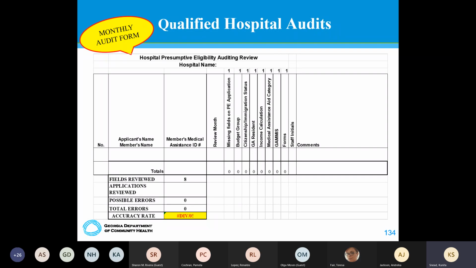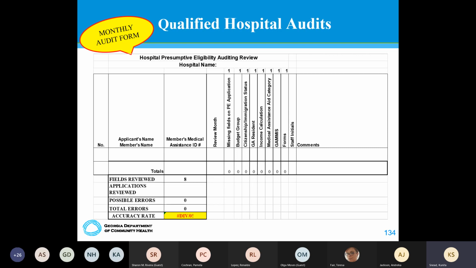So this is the audit form that I send to each PE coordinator each month if your particular hospital does applications for that particular month. Your PE coordinator should be giving you all this information to review, especially if you were one to be audited for that particular month.